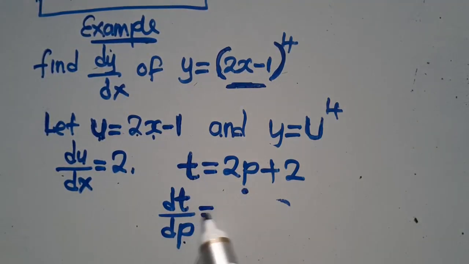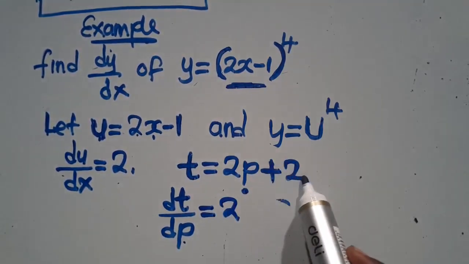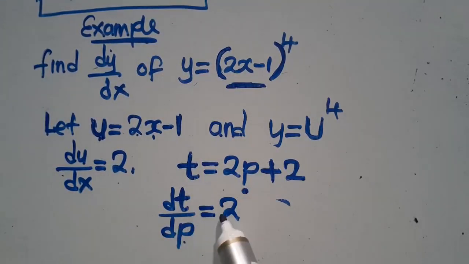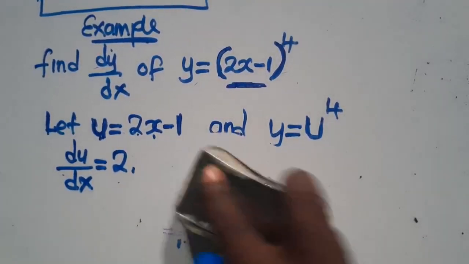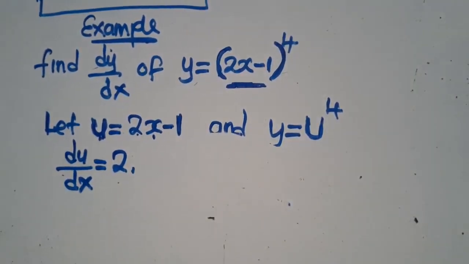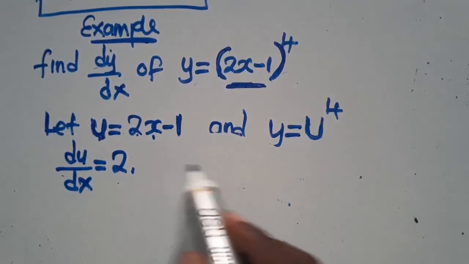So what is the answer? You know that this is just 2, because you cannot differentiate a constant number. So it is what? 2. So even here, the focus is just on the 2x. 2x, derivative of 2x is 2. We've differentiated this one. We keep it. We move to this one.